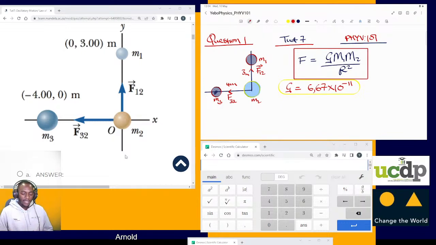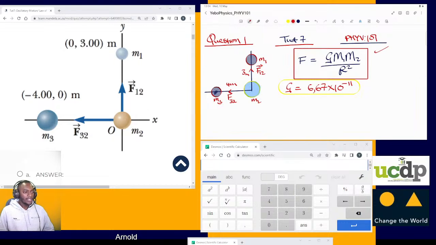So Newton's universal law of gravitation states that between any 2 point masses, there is a force, and its magnitude is directly proportional to the product of the masses of the 2 bodies and inversely proportional to the square of the distance of separation, which is the equation that we have already written here.